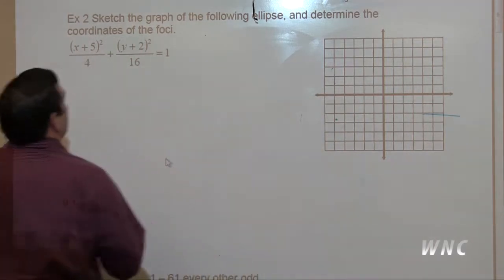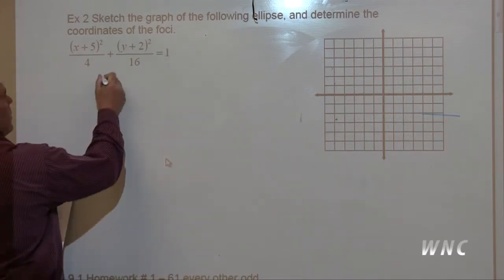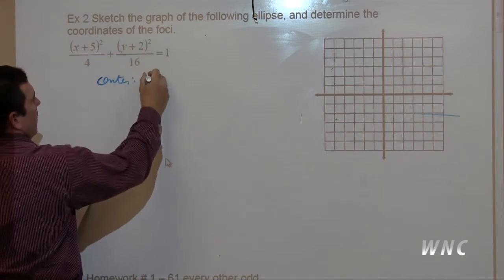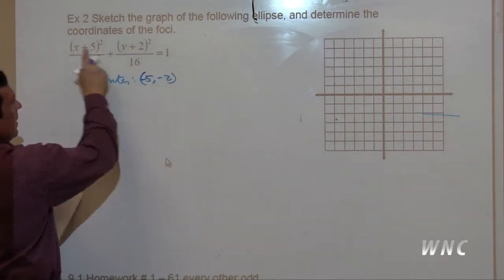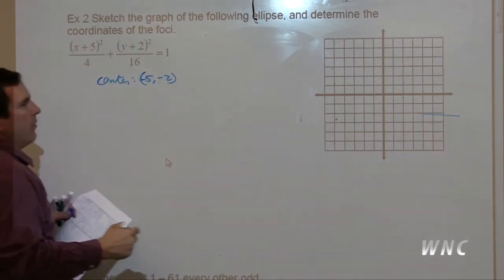So we have, let's see, sketch the following graph of the ellipse, and determine the coordinates of the foci. So first of all, our center will be at (-5, -2), because it should be x minus h, y minus k: -5, -2.